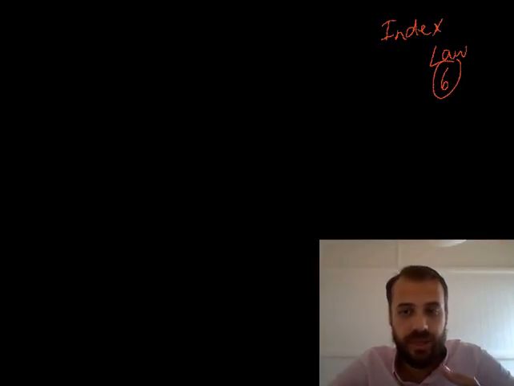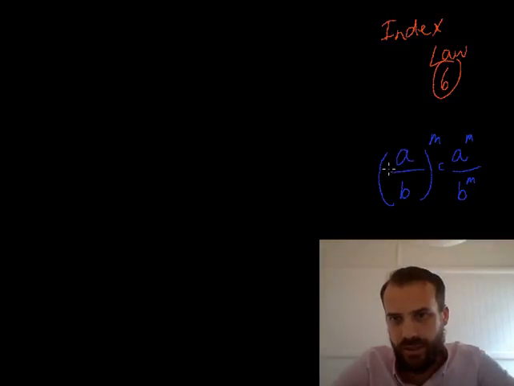So let's take a look at index law 6. Now index law 6 is very, very similar to index law 5, but instead of multiplication, we're going to be looking at division. So (a divided by b) to the power of m is equal to a to the m over b to the m. Or putting it more simply, the top divided by the bottom is equal to the top to the power of m divided by the bottom to the power of m.